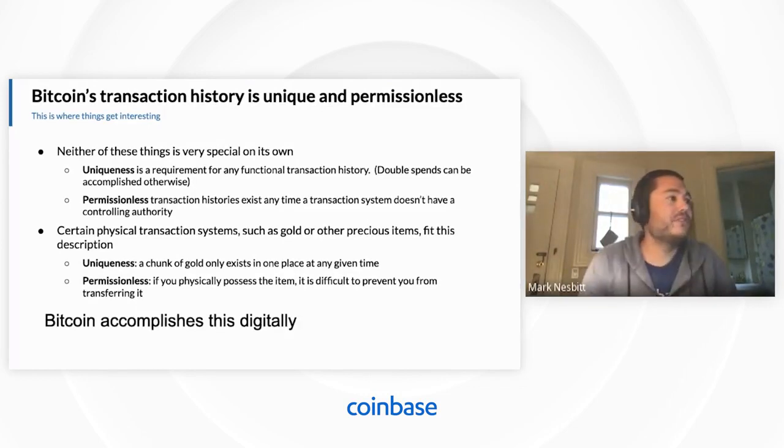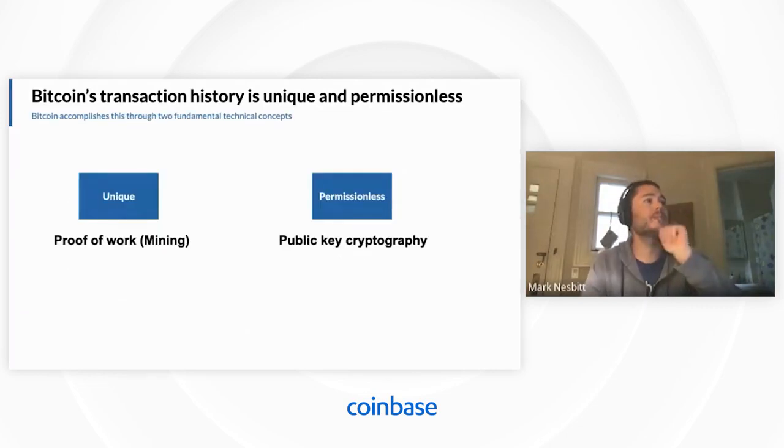Bitcoin accomplishes this combination digitally, and that's part of what makes it so special and impactful. We're going to talk about how it does that. I mentioned that this talk is meant to provide some of the technical foundations. This is where we get into some of the technical foundations, hopefully now motivated to understand why this matters. Here's how this is done.